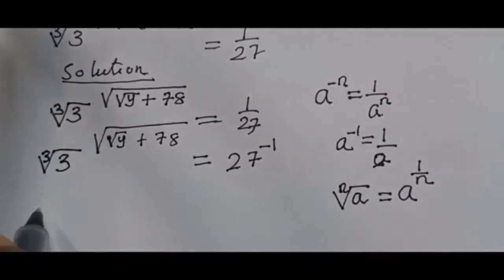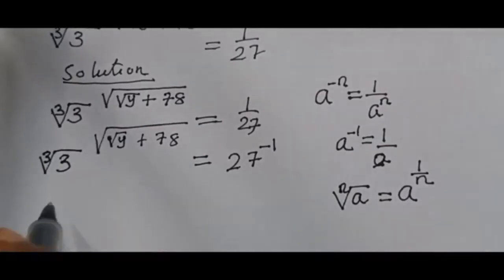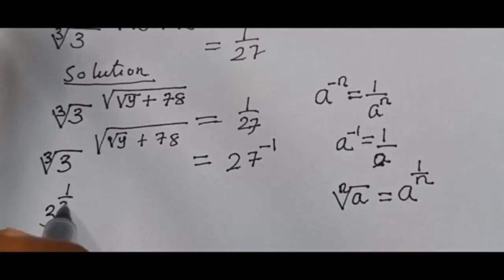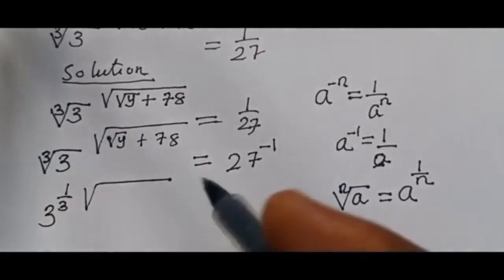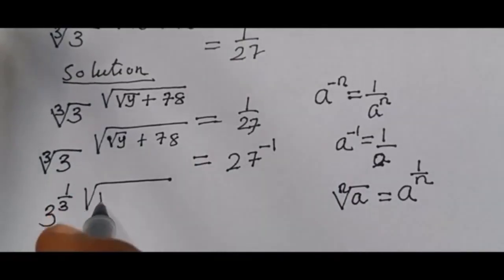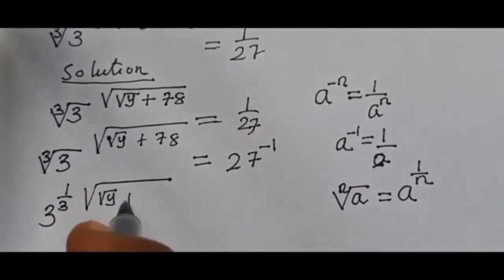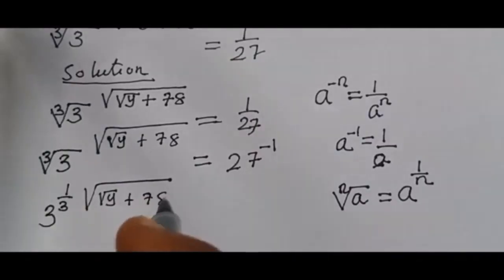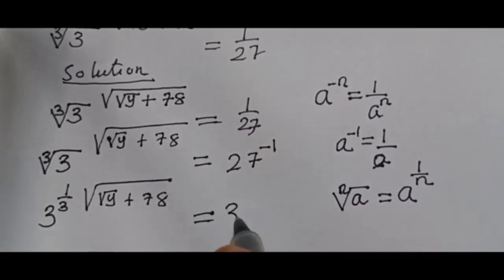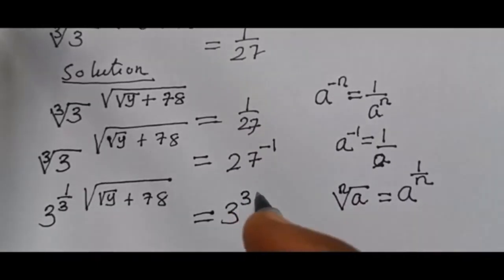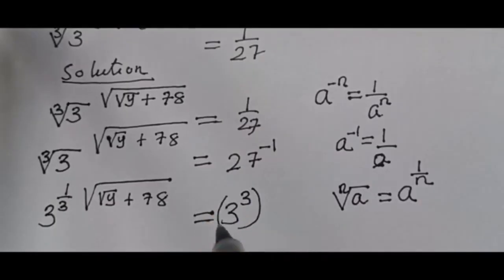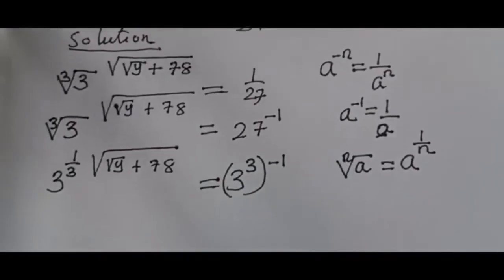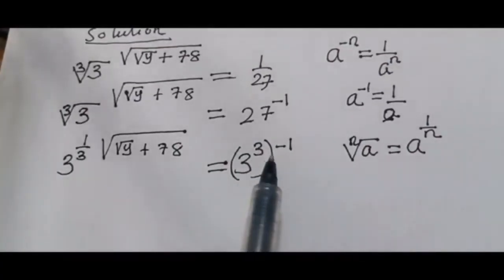So here we have 3 raised to 1 over 3 under root. Inside the under root we have radical y plus 78. We know 27, this is 3 raised to power 3. In the bracket, raised to power negative 1. Okay, let's deal with the right hand side.